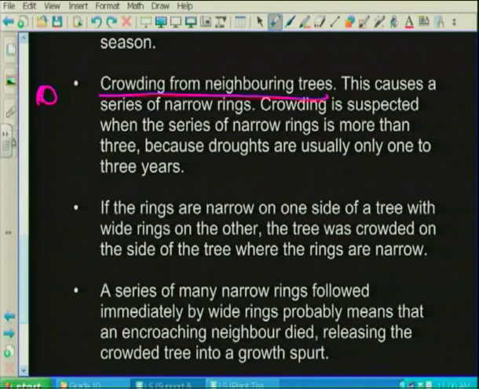If you have a situation where the rings are close to each other on the one side, and on the other side they're further apart, you can see that the tree was only crowded from the one side. So on the one side of the tree, there was a tree and it couldn't really grow on that side, but on the other side it was fine.